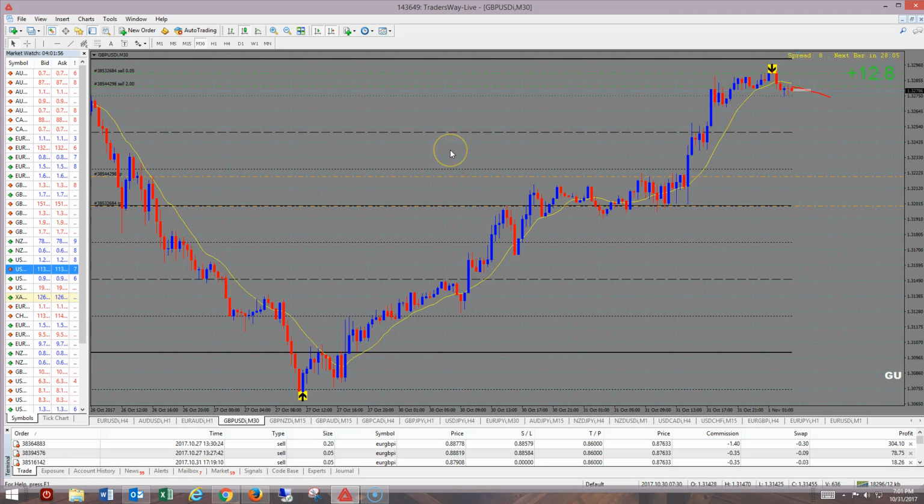So it's a matter of picking which version of the indicator you like best. Like I said, if you trade binary options, you can use it for that. If you trade Forex, you can use it for that.